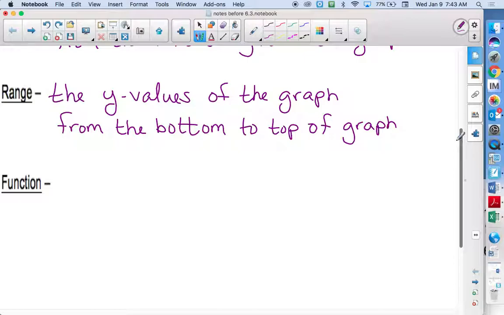So we usually say that each x has exactly one y.